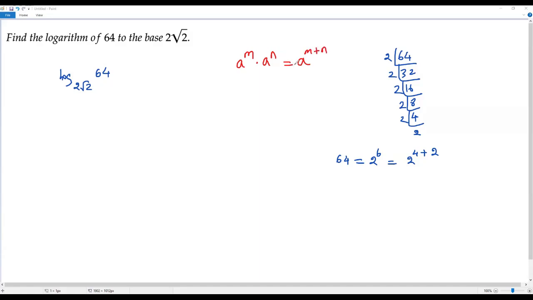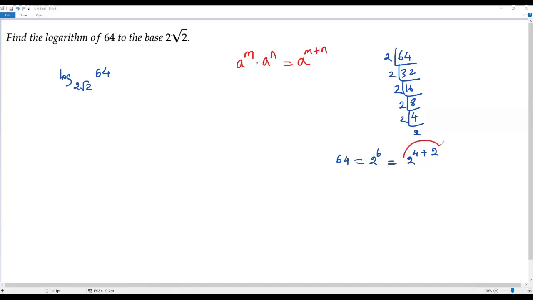Now let me consider the same product rule in the reverse order. Here we have base a with an exponent where two values are added. Whenever two values are added at the exponent, we can take this base a separately for each value and multiply the results we have on the left side.